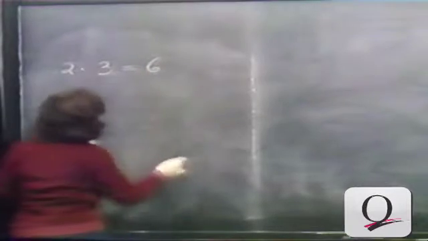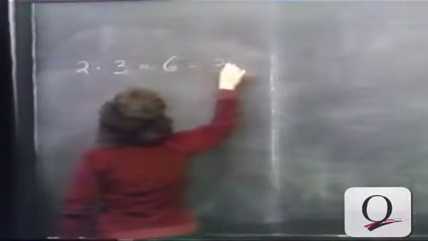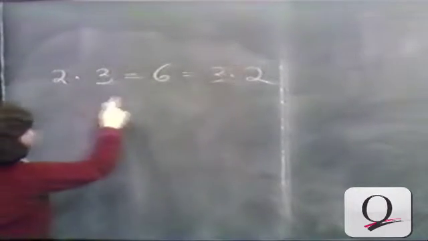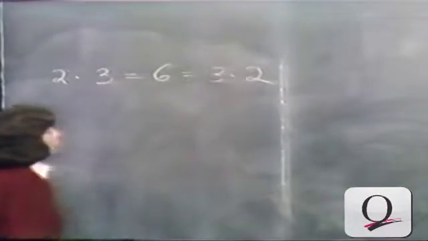We all know that 2 times 3 equals 6, which is also equal to 3 times 2, since multiplication is commutative. 2 times 3 equals 3 times 2. Both answers are equal to 6.